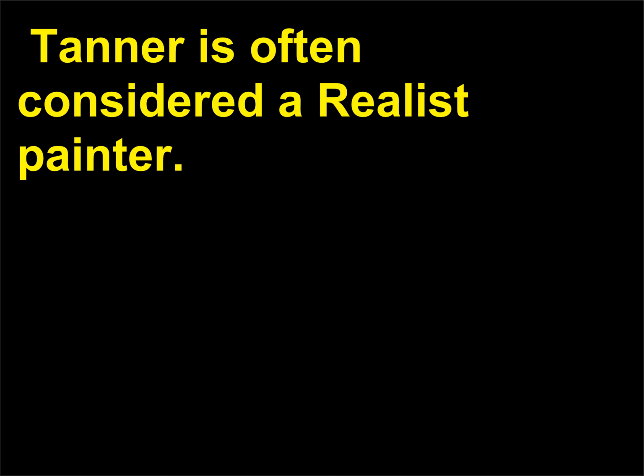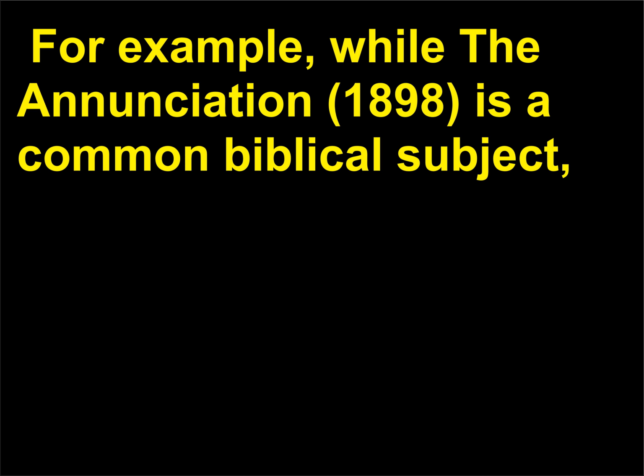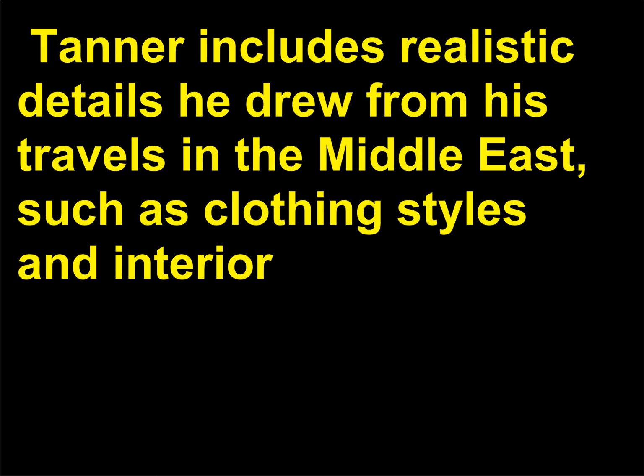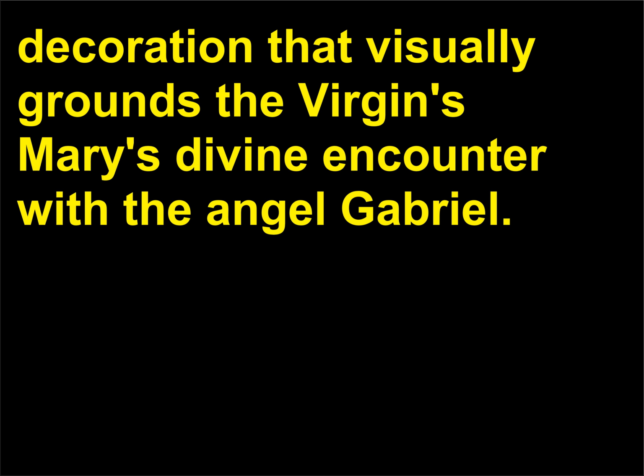Tanner is often considered a realist painter. For example, while the Annunciation, 1898, is a common biblical subject, Tanner includes realistic details he drew from his travels in the Middle East, such as clothing styles and interior decoration that visually grounds the Virgin Mary's divine encounter with the angel Gabriel.